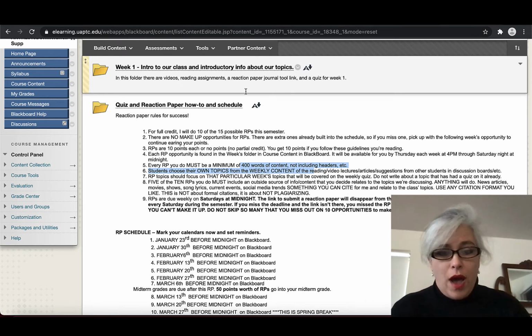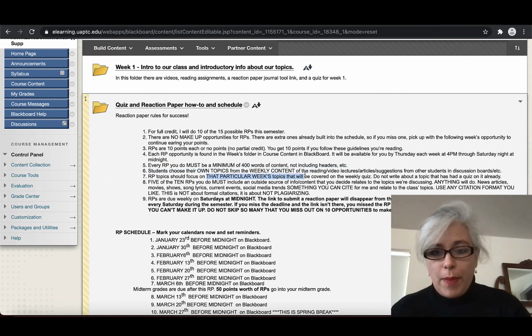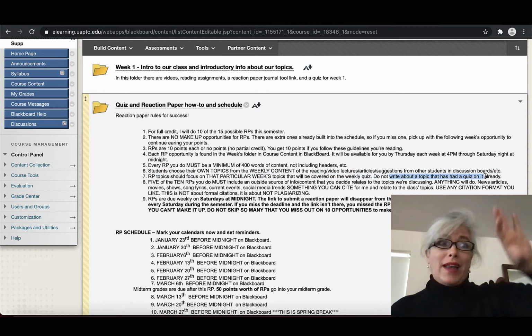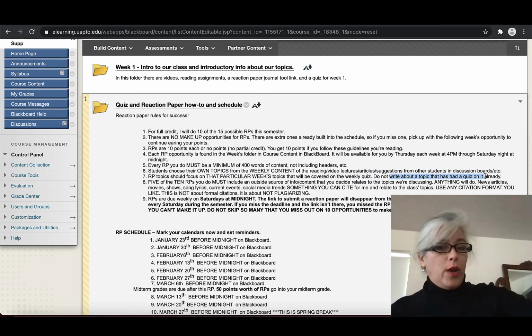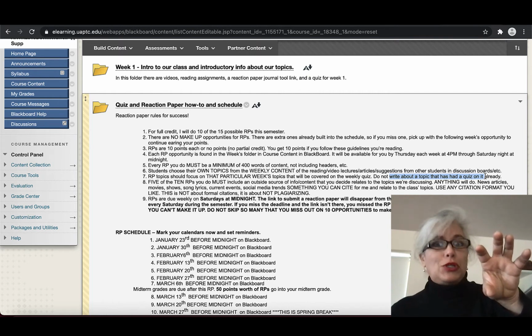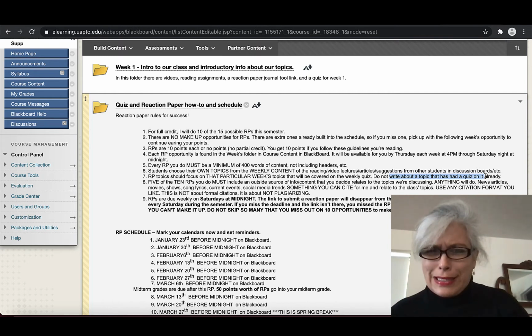Okay, and so I've already said that particular week's topics have to be covered in the reaction paper, and it's going to help you do better on that week's quiz. Okay, and don't write about something that we've already been quizzed over unless you write about week 1 during week 2 as it relates to week 2 topics. Does that make sense? There's some synthesizing concepts going on there.